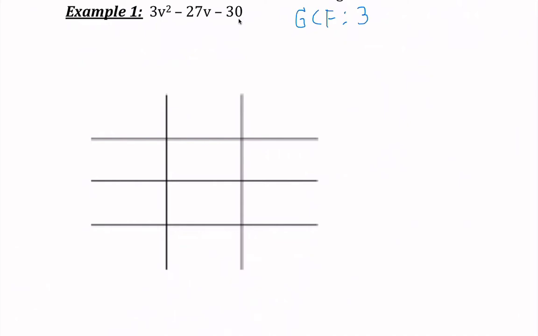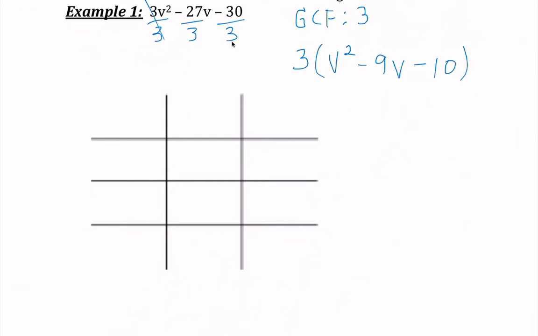Now I'm going to factor out my greatest common factor, which means I'm going to divide each of these groups by 3. I put my greatest common factor out front, and inside the parentheses is what I get when I do my division. 3 divided by 3 cancels, so I'm left with v squared. Negative 27 divided by 3 is a negative 9. There is nothing to cancel out this v, so I'm going to leave it alone. And negative 30 divided by 3 is a negative 10.